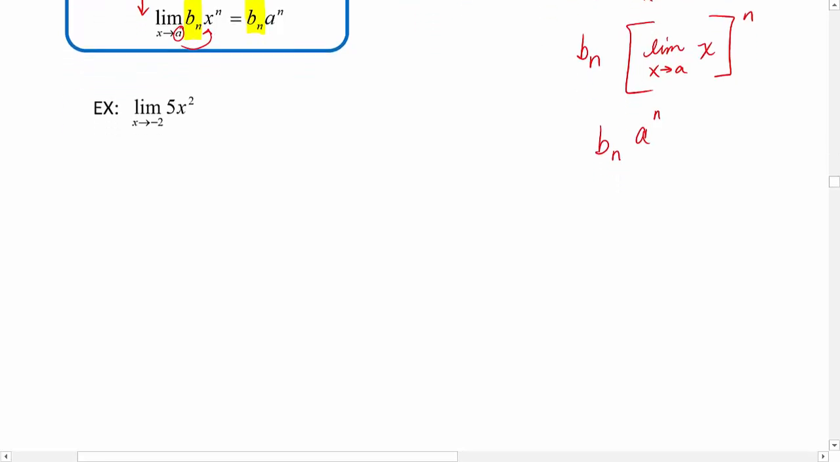We want to find the limit as x approaches negative 2 of 5x squared. All we need to do is take this negative 2 and plug it in for the x and clean it up. Since I'm actually plugging a number in for x, I can drop that limit notation. We only write the limit as x approaches negative 2 until we plug a number in. So this is going to become 5 times negative 2 squared. That's 5 times 4. Our limit is equal to 20.